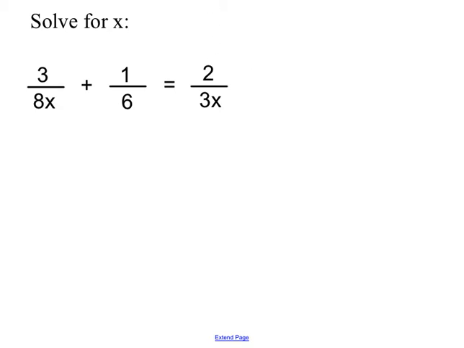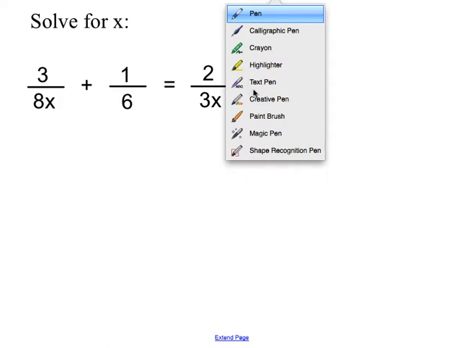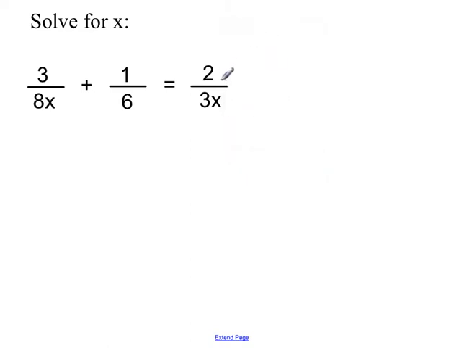Hey guys, so if we want to solve a fractional equation, or an equation where we have variables in the denominator like this, it can be a little messy. The best way to go about doing it is the strategy that I teach, which is multiplying by the least common denominator or the least common multiple of your three denominators, or however many denominators there are.